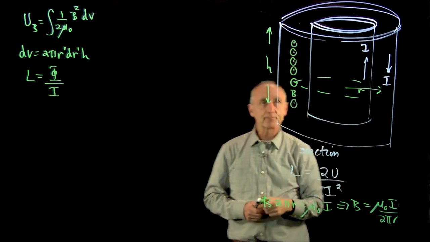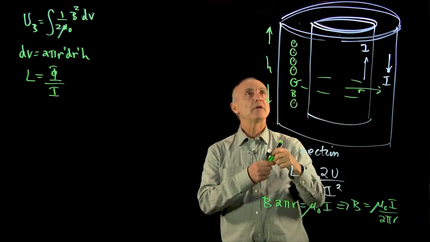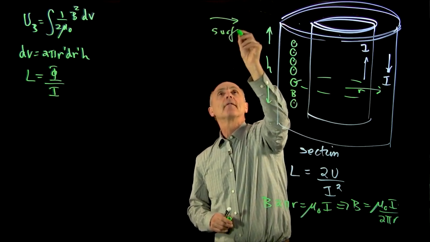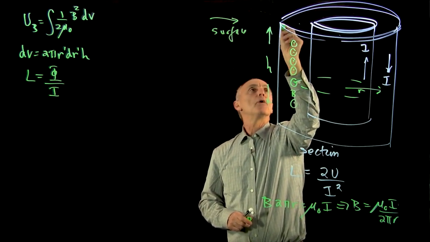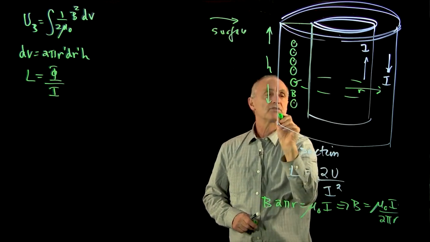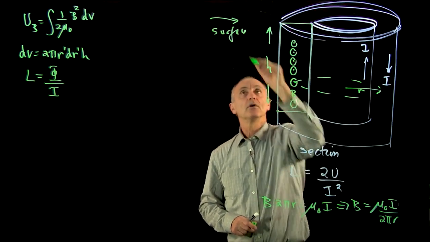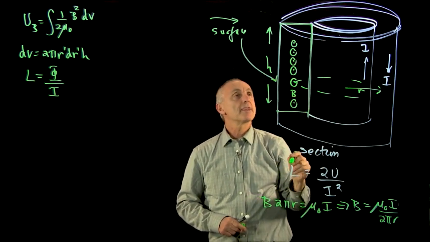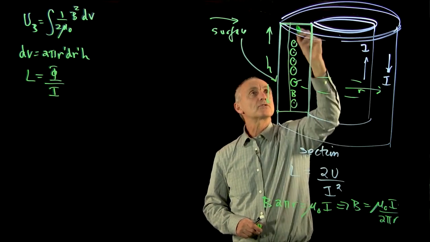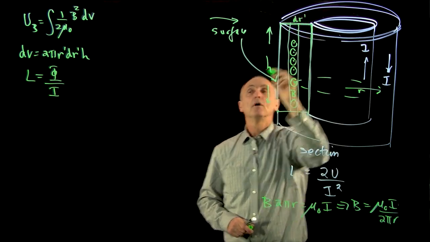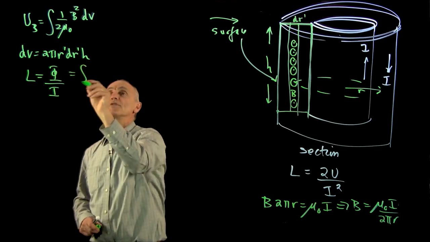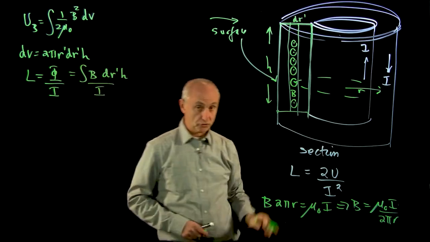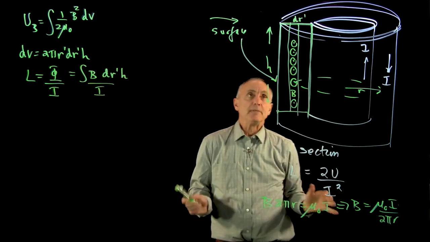Now, this is a little bit tricky, but imagine that we considered a surface that looked like this. It was a rectangle that fit the size of this object. So that is our surface, this rectangle. Then we could calculate the flux through this rectangle where the element is just the B field times dr prime h over I. And we'll ask you to do that. But let's see what that means.